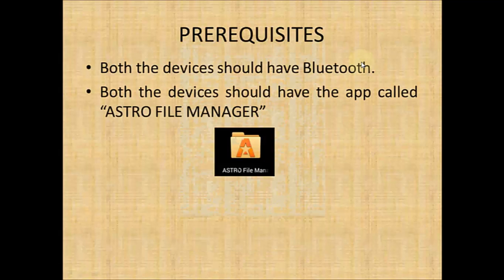There are some prerequisites. You should have Bluetooth in both of your phones, that is your old Android and the new Android. Nowadays it is quite common, almost 99% of Android phones come with Bluetooth. And another thing is you should have one app called the Astro File Manager. This Astro File Manager is available for free download from the Google Play Store. Here is the icon, and this is how it looks. It's free, and a premium version is also available, which is not necessary for now.